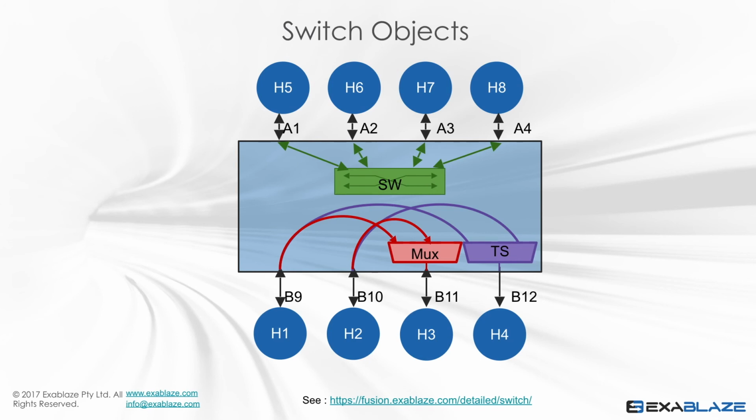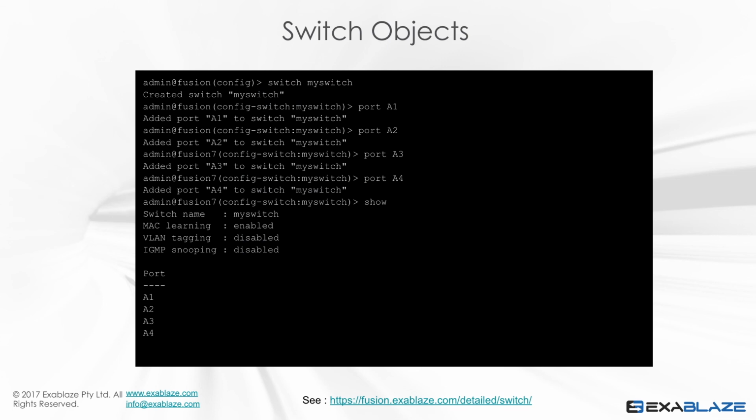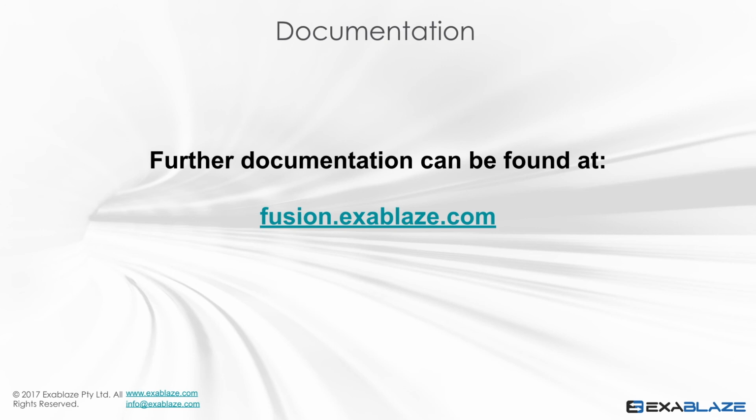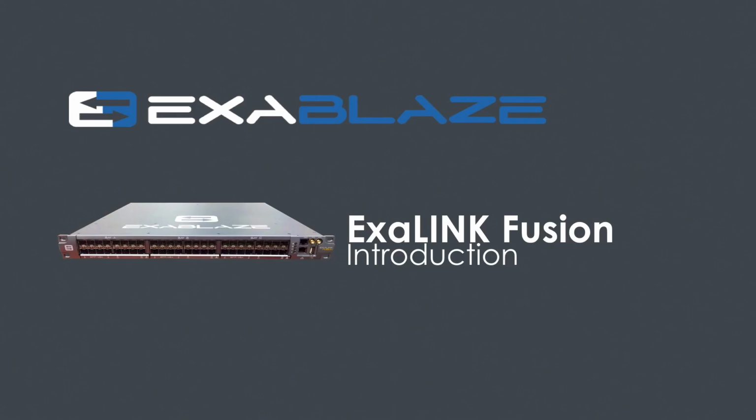To create a switch on the command line is very similar to creating mux and mirror objects. We enter the configuration mode and we give the switch a name, in this case MySwitch, and we add ports to the switch using the port command, in this case port A1, A2, A3 and A4. As usual, the device responds that the ports have been added. Similarly to a mux, we can use the show command to show the current status of the switch. Switches, muxes and mirrors all have many further settings and features, including VLAN tagging and trunking and MAC learning. Please see the documentation for more details on these.